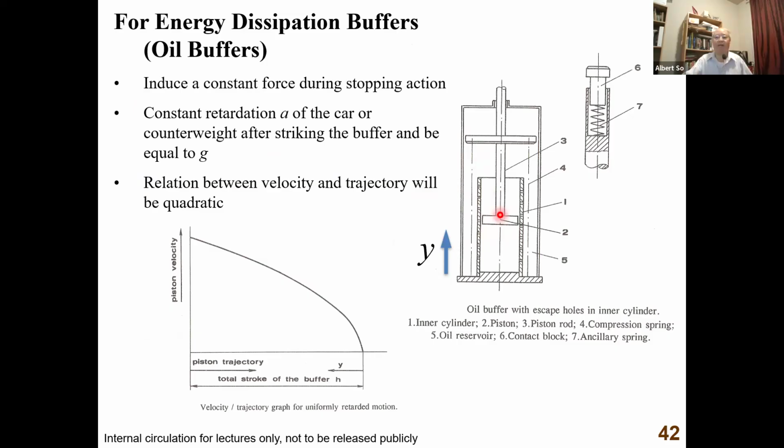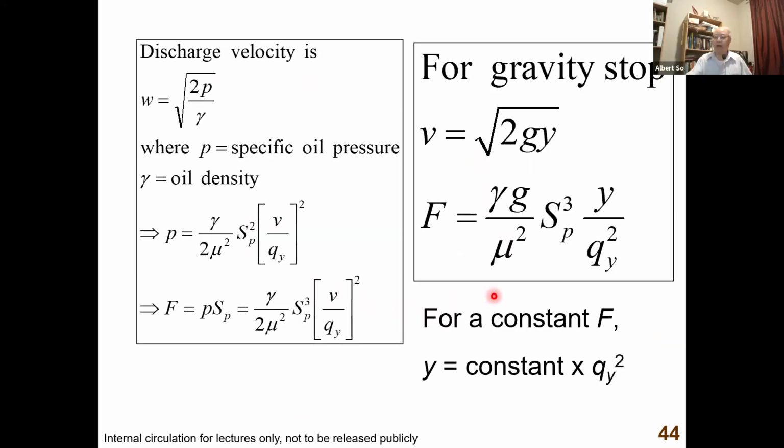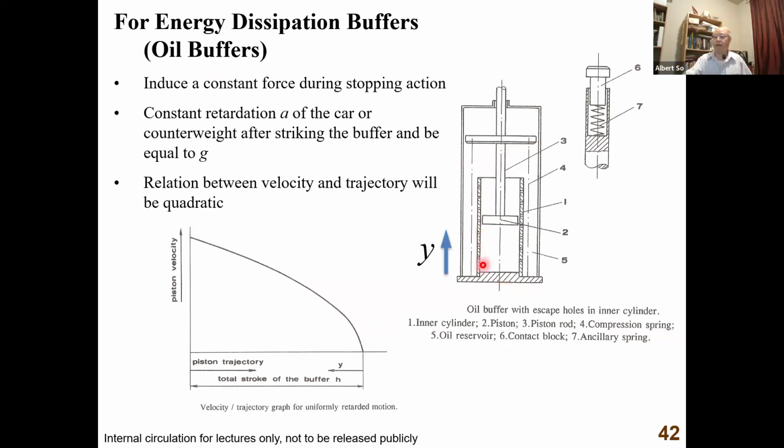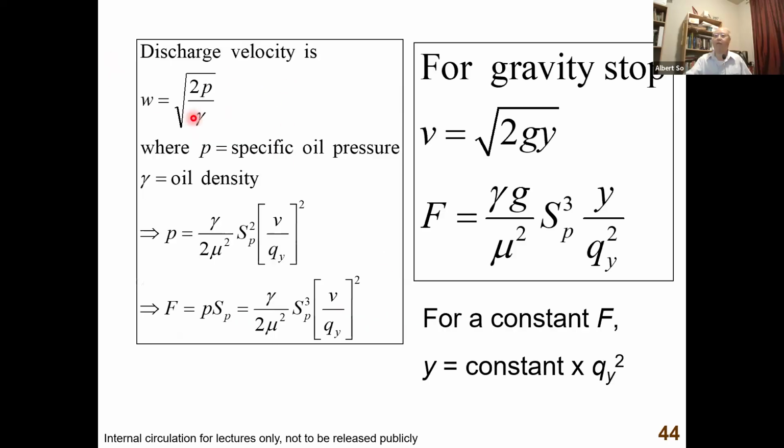This is the same as the speed of the car. And V times the area of the piston is the amount of oil being squeezed out per second. This is equal to the discharge velocity of the oil times the area of the escape holes. The area of the escape holes is the area down below, not above, because only oil below the piston will be squeezed out. So it is equal to the discharge velocity times the area of the escape holes and the discharge coefficient. This formula is important.